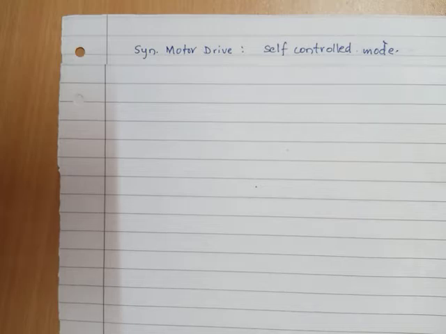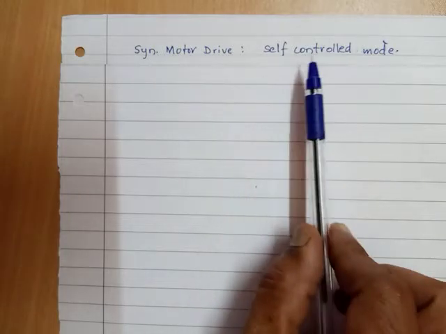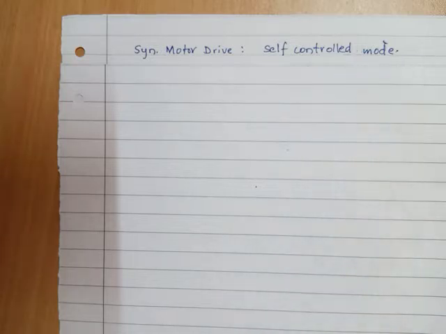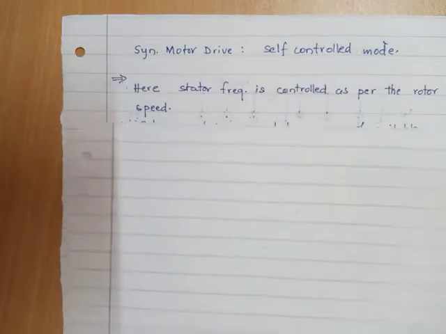Last class, we understood that there are two approaches to control the speed of the synchronous motor by varying its frequency. The two methods we identified are the true synchronous mode and self controlled mode. The true synchronous mode we discussed in the last class. Today we will look at the second method, self controlled mode. What is the self controlled mode?